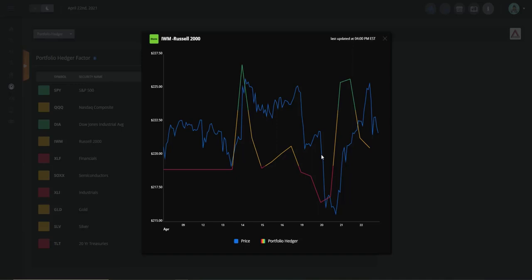It's great for governing a broad basket of stocks. So we highly recommend it. Obviously, we're biased, but it's a very, very useful tool for portfolio hedging.